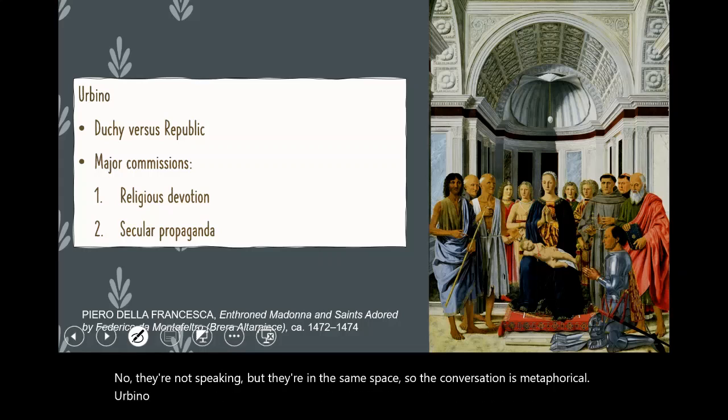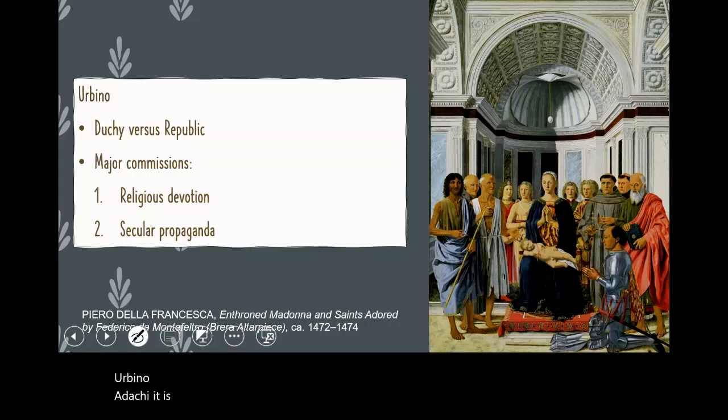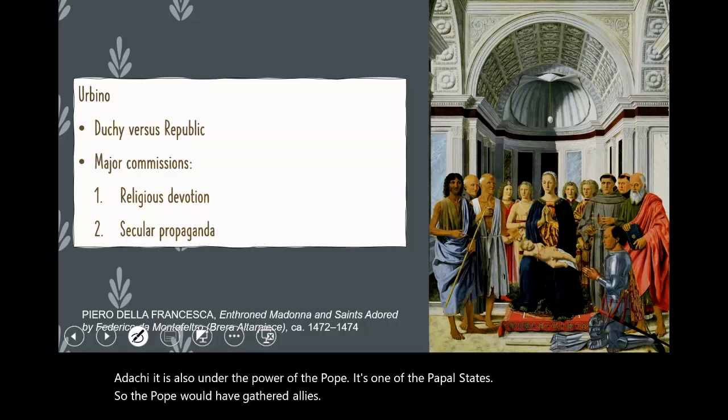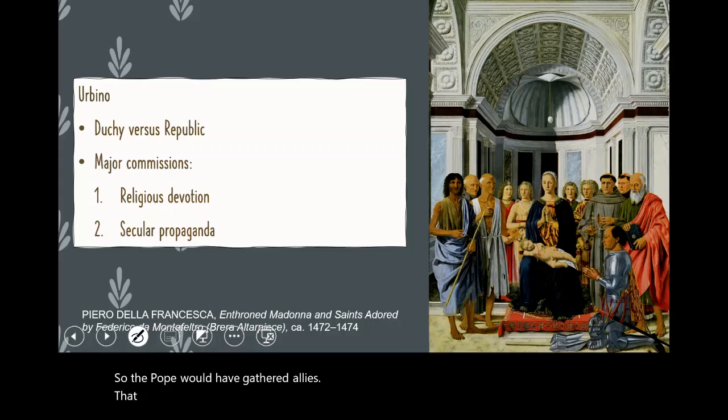Urbino is a duchy. It is also under the power of the Pope. It's one of the papal states. So the Pope would have gathered allies that he'd be able to call up in order to fight the duchies and republics that did not want him to be exerting taxes on them.